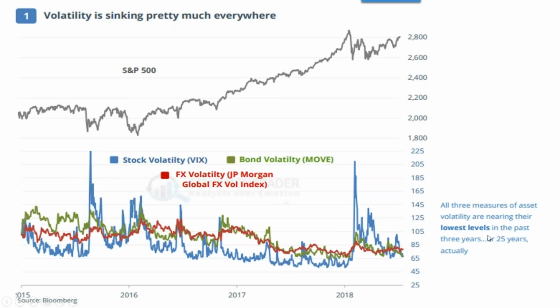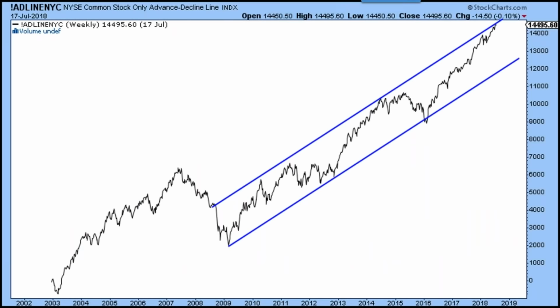So I thought this was interesting from Sentiment Trader. This looks at stock market volatility, bond volatility, and global FX volume volatility. And you'll notice that here was the big ramp up when everyone got scared in February when the S&P declined 9% just in a couple of weeks. But you'll notice, as they made the comment, all three measures of asset volatility are nearing their lowest levels in the past 3 and 25 years, actually. So when these tend to be really low and people are bored, laissez-faire, then volatility tends to pick up. So I wouldn't be surprised, when we see volatility this low, that we're going to see some popular delusions and a switch of that.